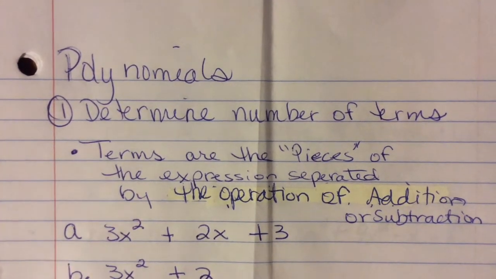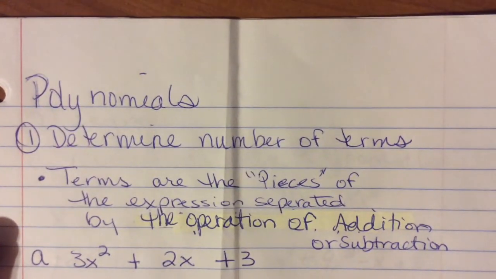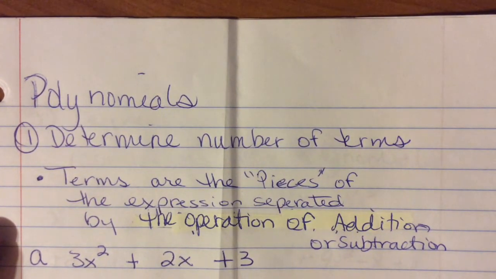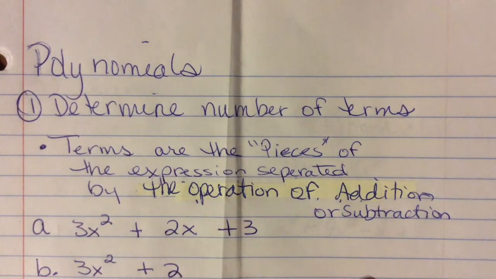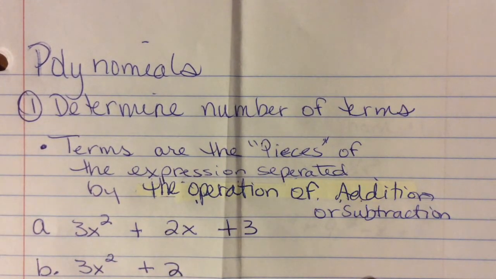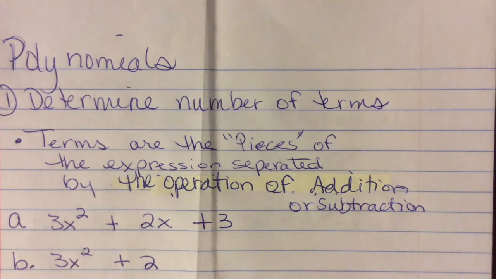Polynomials. The first thing you do when you're working with polynomials is determine the number of terms in them. To know that, you have to know that terms are the pieces, and this is my own definition, of the expression separated by the operation of addition or subtraction. This has nothing to do with multiplication or division.